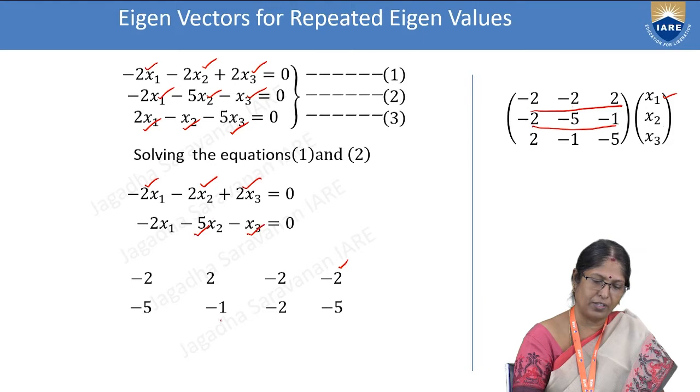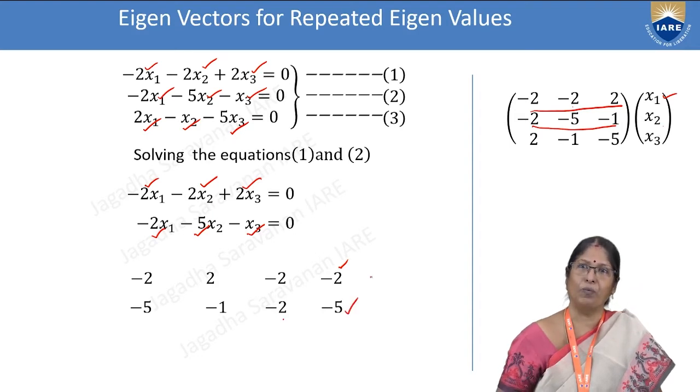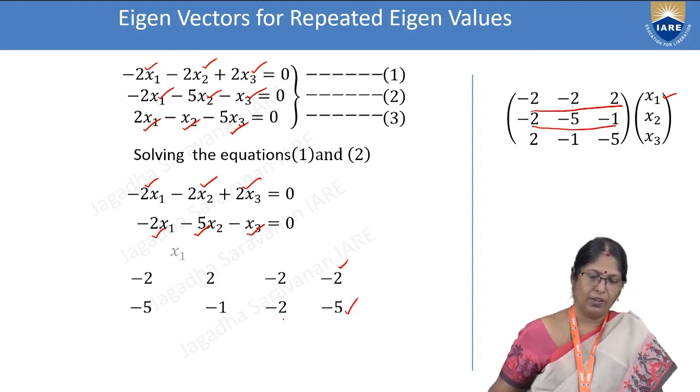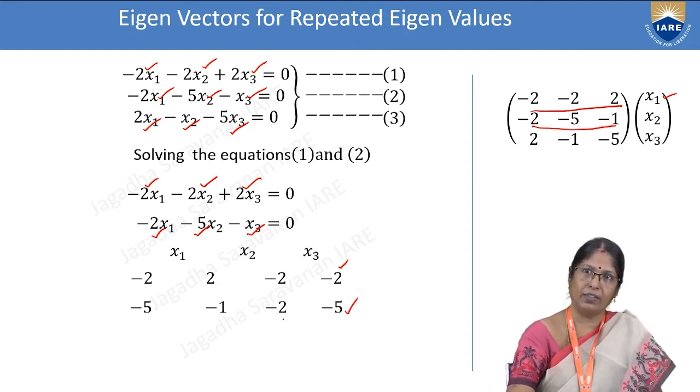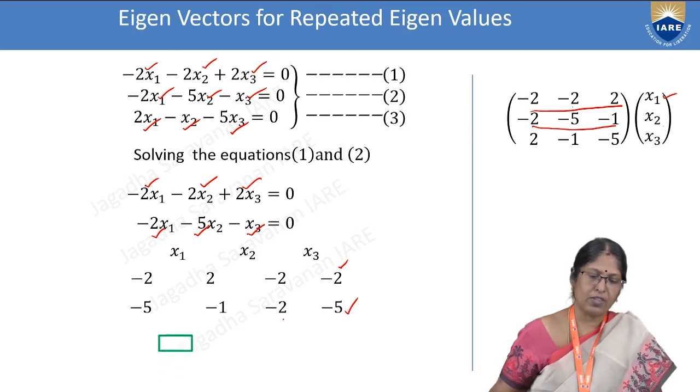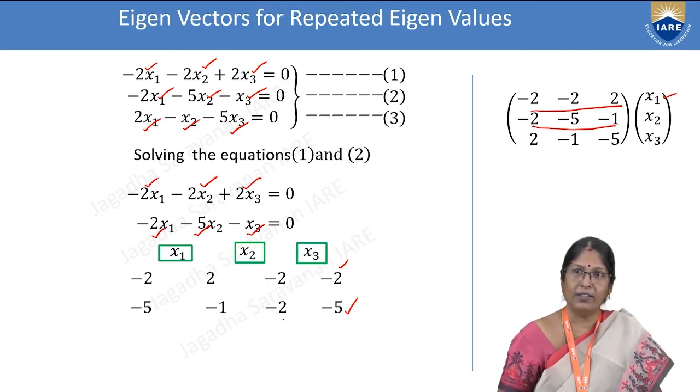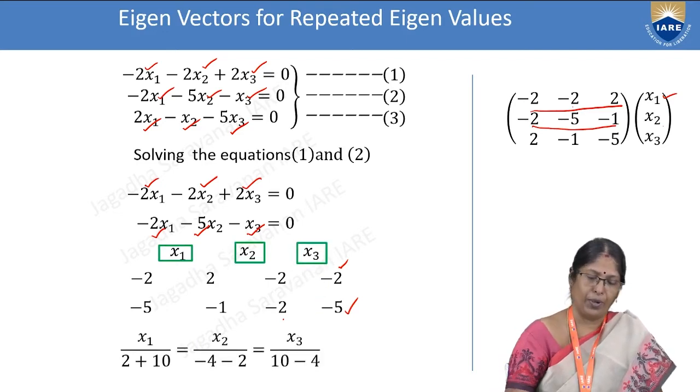Next, this coefficient is minus 1, this coefficient is minus 2. Where we started, we end: minus 5. Very simple. Write it here as the combination x1, x2, x3. This is the simplest method we can adopt, and we won't get any careless mistakes. You can see x1, x2, x3.